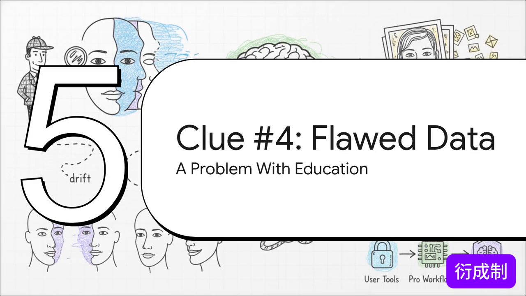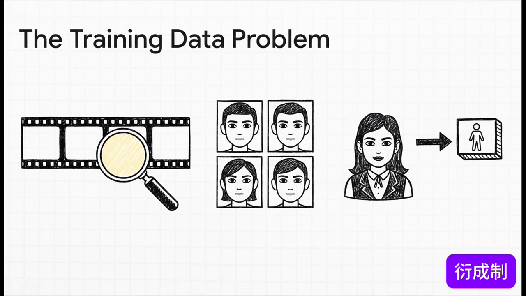So our final clue takes us all the way back to the beginning, to the AI's education. The problem isn't just how the model works, but what it was taught with. The data used to train these models pretty much sets them up to fail at keeping characters consistent. There are three huge issues here. First, there just isn't that much good video data out there compared to still images.